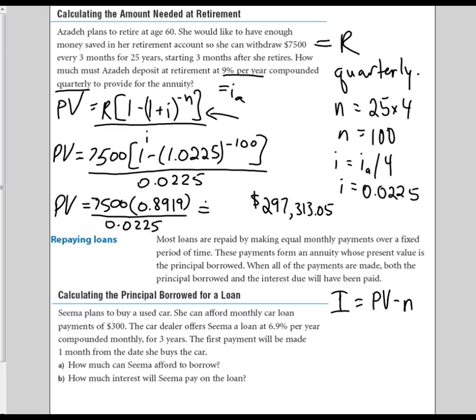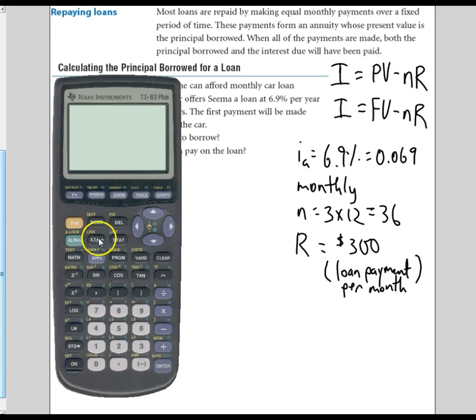present value and the number of regular withdrawals or payments, which is exactly the same as what we saw for the amount of an annuity, where it was the difference between the future value and the number of deposits times that amount. So we can calculate that in questions like this one here: how much interest will CIMA pay on the loan? As I've set this problem up here, we have the annual interest rate as a decimal, monthly compounding, 36 compounding periods, and a $300 loan payment per month.